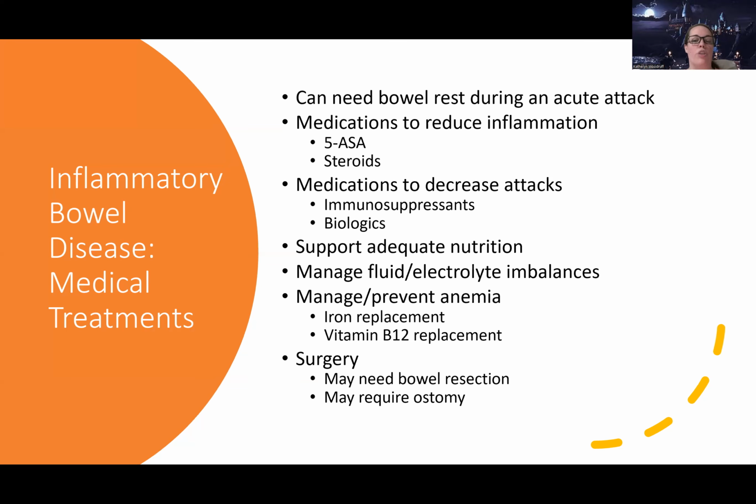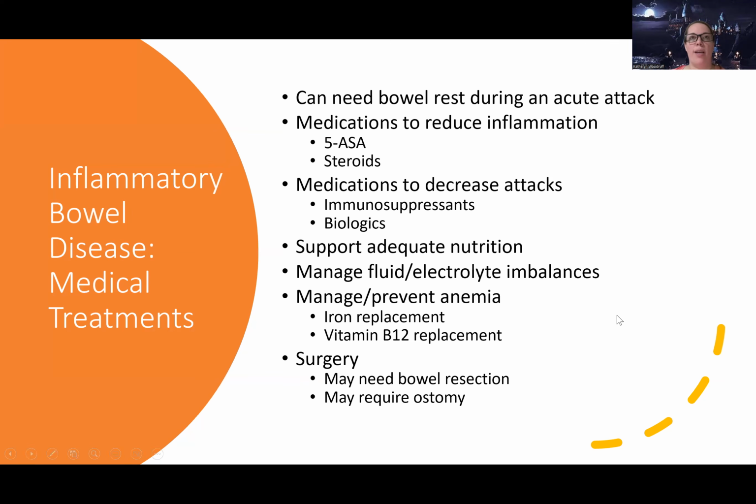I want to support good nutrition in these patients. Sometimes they need alternative forms of nutrition. I want to keep a close eye on their fluids and electrolytes because they can have so much loss through that diarrhea. Especially with ulcerative colitis, I'm going to be concerned about anemia, so this patient may need iron replacement. Depending on where the inflammation is, like with Crohn's, they may have a vitamin B12 deficiency because of the inflammation. They may not be absorbing that.